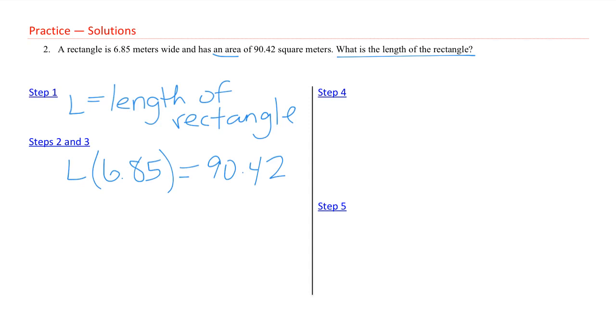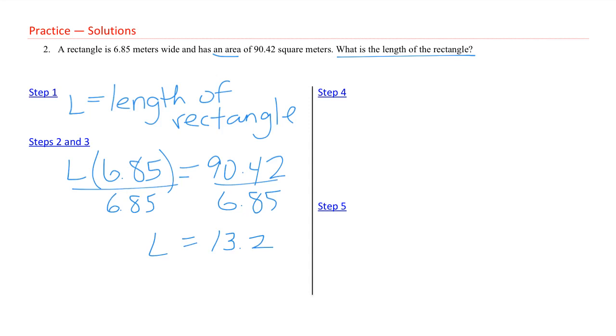And now it's time to solve our equation. In order to solve this, we're going to divide both sides by 6.85. And of course the math involved is easily done on a calculator. So if you take 90.42 divided by 6.85, we end up with 13.2.